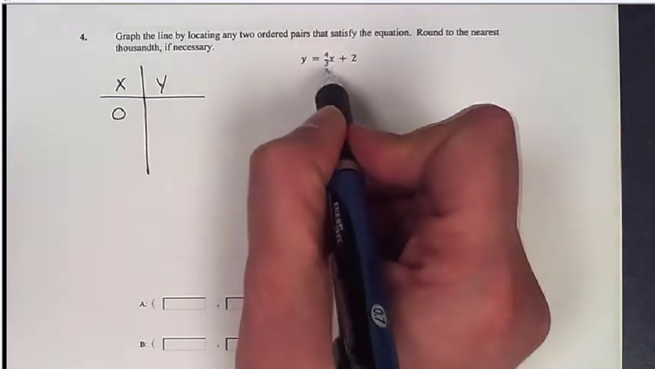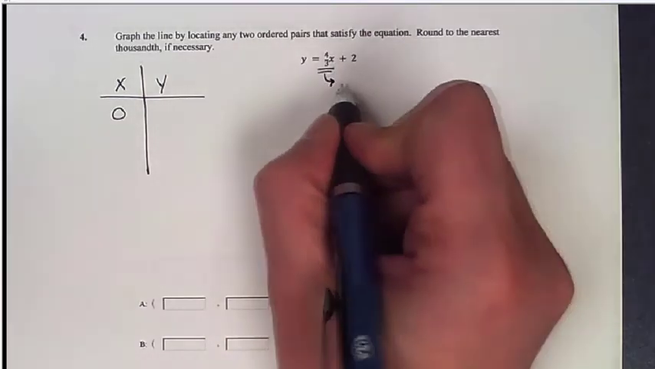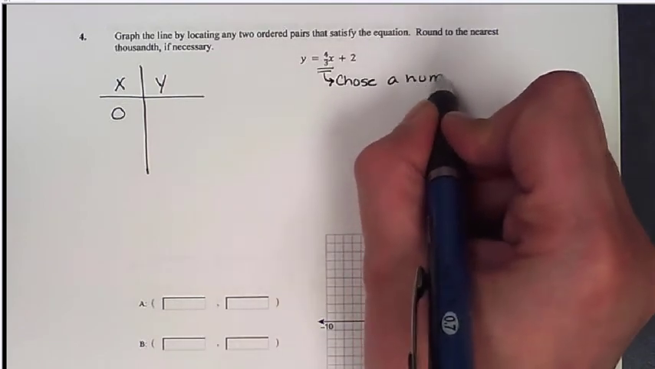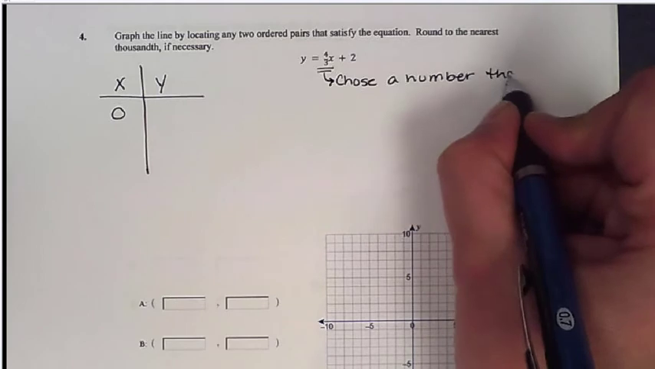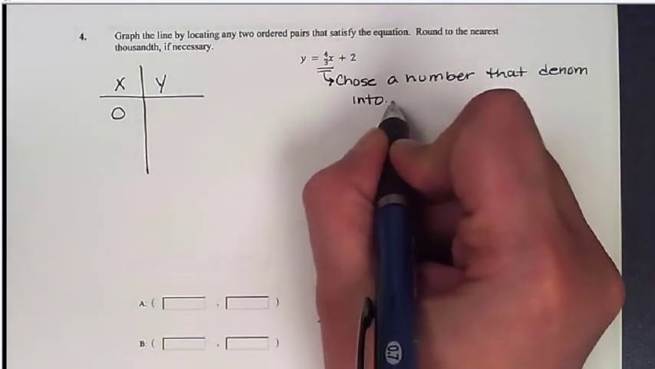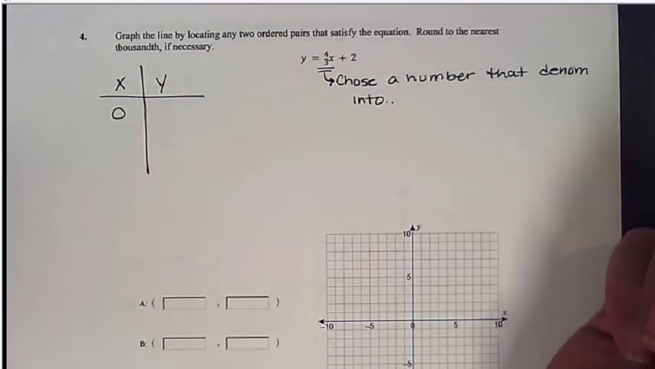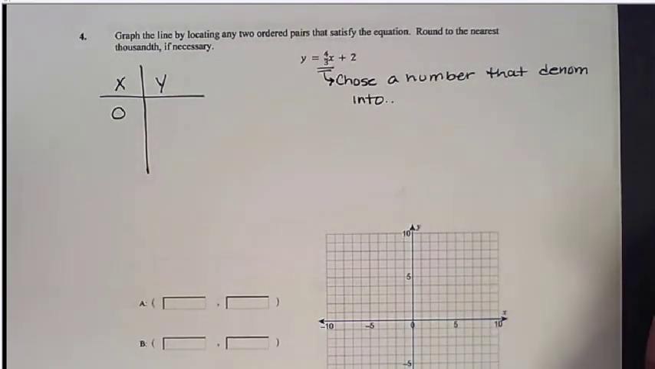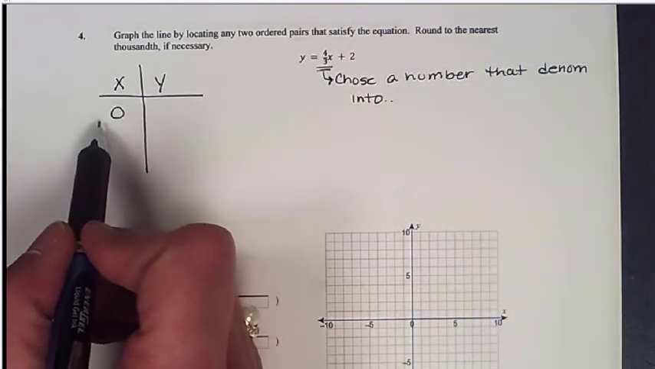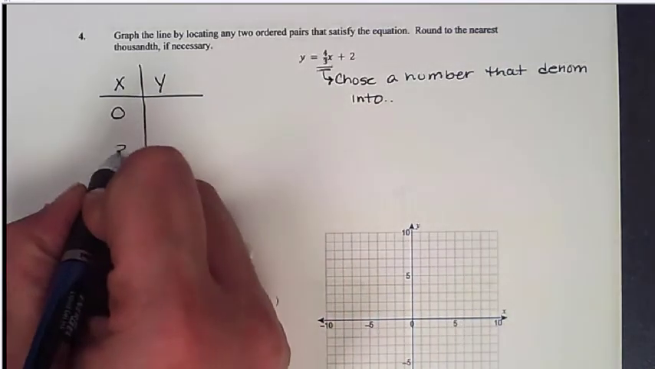Typically, if you have something like this where you have a fraction, if you choose a number that the denominator divides into, you'll have an easier time with your mathematics to figure out your y value. So we could choose 3 or 6 or 9, or we could do -3 or -6. Just kind of keep that in mind. I usually just go ahead and choose whatever the denominator is because I've already done 0 because that was my easy number. So then we could do 3.